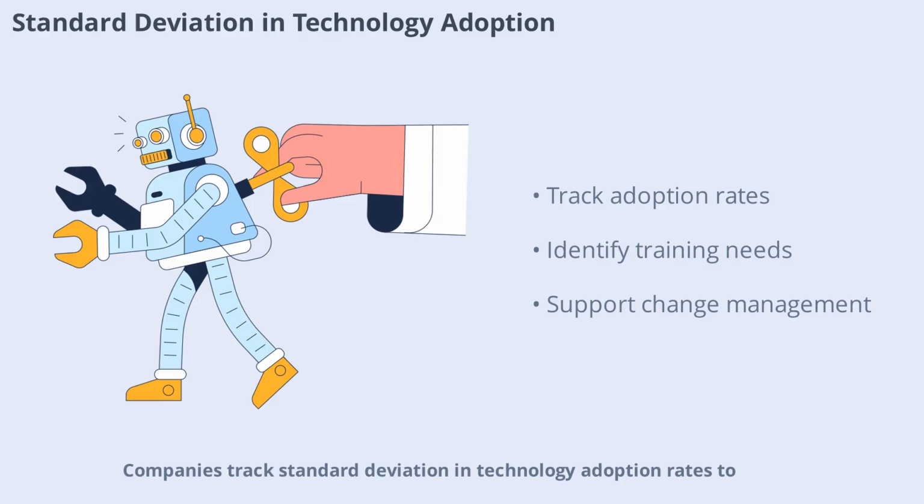Companies track standard deviation in technology adoption rates to understand how quickly and uniformly new tools are embraced. Low standard deviation suggests smooth adoption, while high standard deviation might indicate resistance or training needs. This insight supports better change management.